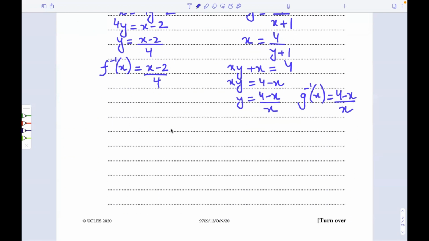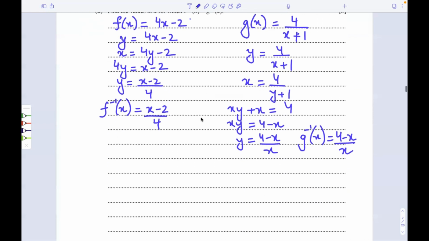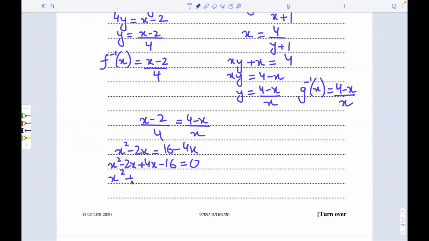Now we have to equate this, as it says, the values of x for which f inverse is equal to g inverse. So we write (x minus 2) upon 4 is equal to (4 minus x) upon x. Cross multiplying, we have x square minus 2x is equal to 16 minus 4x. Bringing the right hand side to the left hand side, we have x square minus 2x plus 4x minus 16 is equal to 0. This will become x square plus 2x minus 16 is equal to 0.